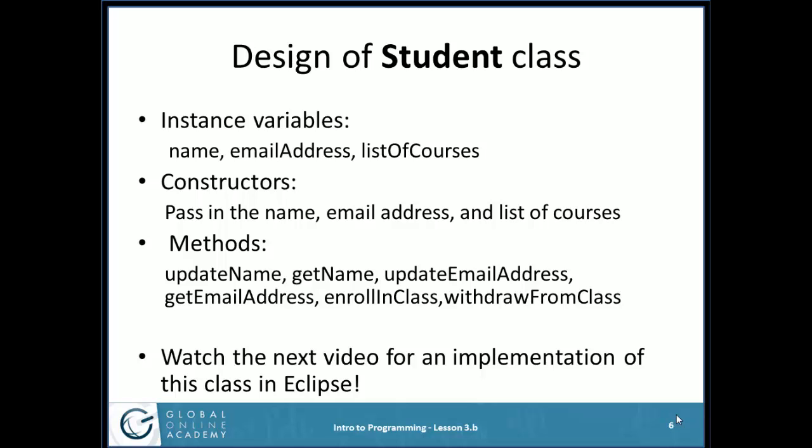Constructors would be what gets executed when I do the new keyword. And maybe I have a constructor where you pass in the name, the email address, and the list of courses. And then methods, things that you can do once you've created a new student. Maybe it's update name. Maybe it's get their name so you can use it in another program. Maybe it's update their email address or get their email address or enroll them in a class or withdraw from a class. I'm sure you can think of others.